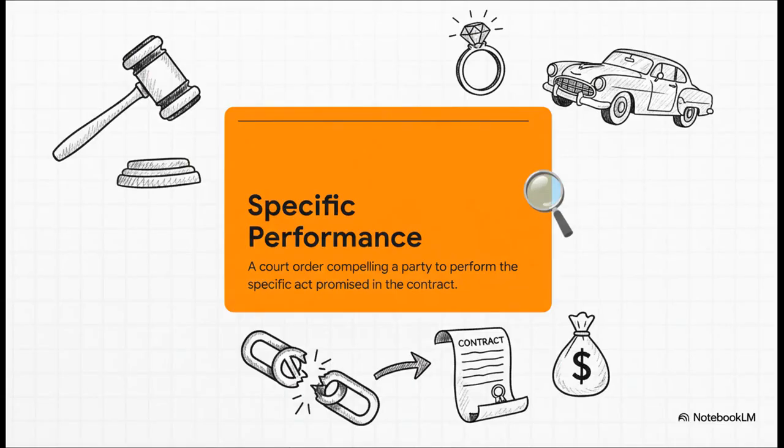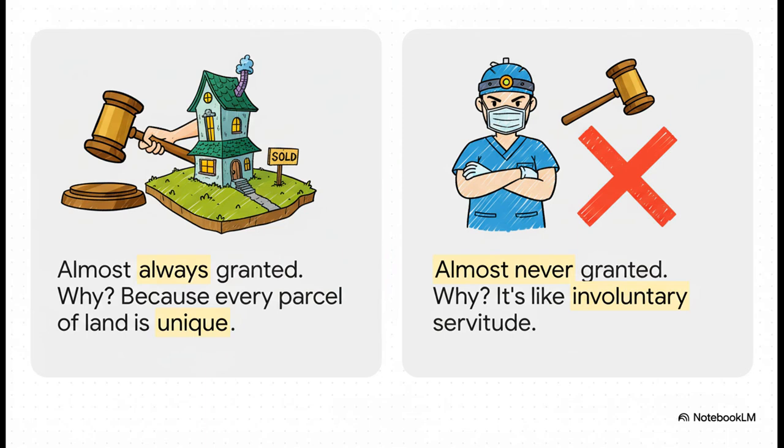The big one here is called specific performance, and it is exactly what it sounds like, a court order that forces the breaching party to do the specific thing they promised to do in the contract. But courts are really hesitant to use this. It's only for situations where money would be a totally useless remedy, usually because the subject of the contract is unique. And this comparison right here really gets to the heart of it.